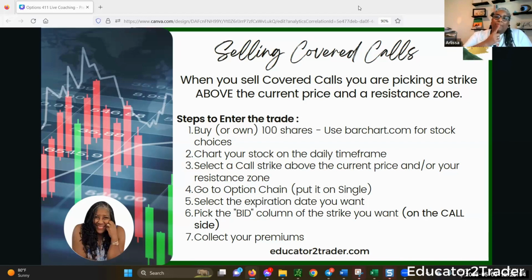Okay, so the steps for selling covered calls. You buy or you own. If you already own 100 shares of something, you don't have to buy it. But if you don't, you can buy 100 shares of a stock that you like. We're going to go back to barchart.com again so we can see some choices. You want to chart the stock on the daily time frame. Charting is not as important with covered calls as it is for puts, and I'll show you why. You want to select a call strike above the current price and above your resistance zone or above what you paid for the stock.